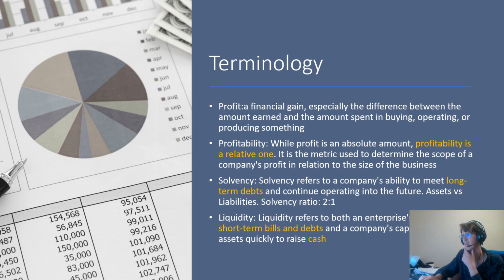Remember the thing with profitability. Any business can make profit, but profitability refers to whether you are making profit based on what you've put in. 200 Rand for someone who put in 100 Rand is a lot, but 200 Rand for someone who put in 1,000 Rand is maybe not as much. Solvency is, do you have enough assets to cover your liabilities? And liquidity is, do you have enough to cover your short-term things, like how quickly you can turn it into cash?